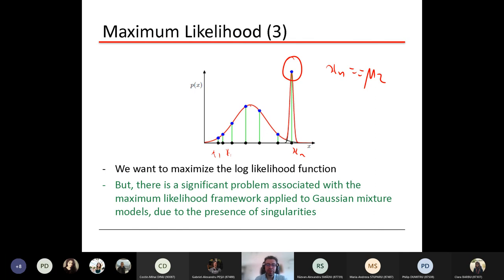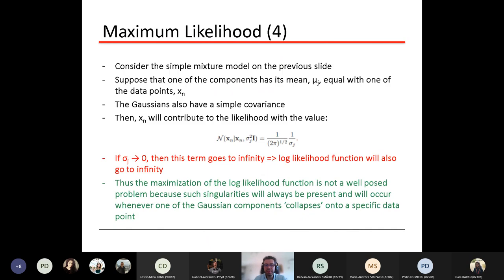When this happens, it is called a singularity. What does a singularity mean? It means that when one of the observations xn collapses onto, or is equal to, one of the means of the Gaussians, in our case mu2, the second Gaussian. Imagine we have a very simple covariance matrix, which is the identity matrix multiplied by a variance value sigma. So what happens if xn is equal to mu j, one of the means of the Gaussians?